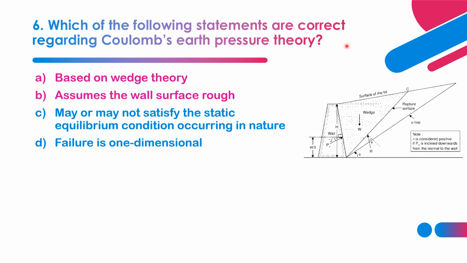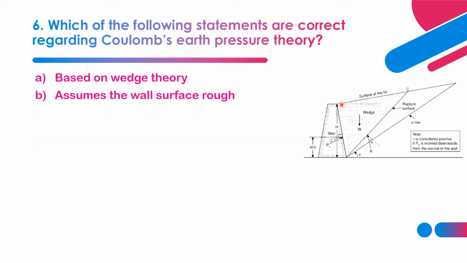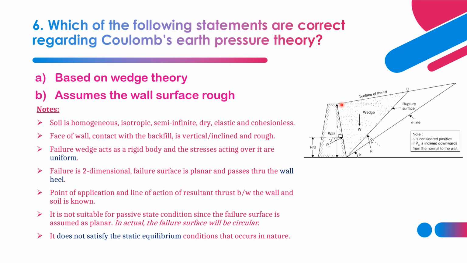Options A and B: Coulomb's earth pressure theory is based on wedge theory. That means a wedge of soil is considered and the failure pattern is analyzed. That is called the wedge theory, and it assumes the wall surface rough. The wall surface is rough in case of Coulomb's earth pressure theory, but it will be different in case of Rankine's. In Rankine's earth pressure theory, the wall surface is considered to be smooth. Here it is considered to be rough. Now we shall see other assumptions.